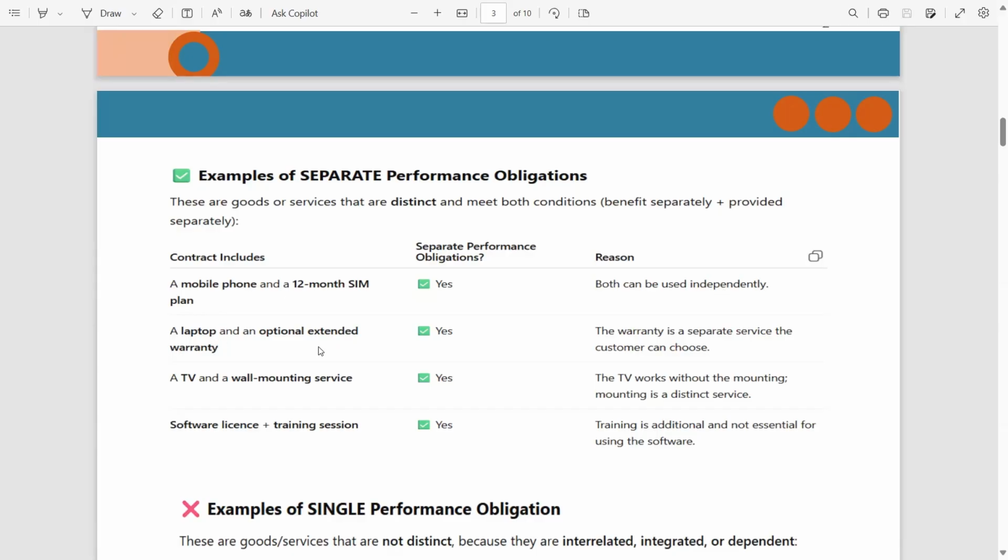A laptop and an optional extended warranty. Yes. Why? The warranty is a separate service the customer can choose. It's up to the customer. A TV and a wall mounting service. Yes, the TV works without the mounting. Mounting is a distinct service. Software license plus training session. Yes, training is additional and not essential for using the software.